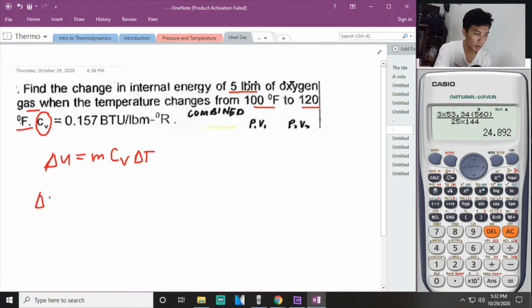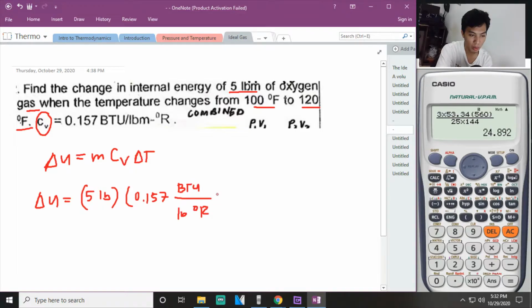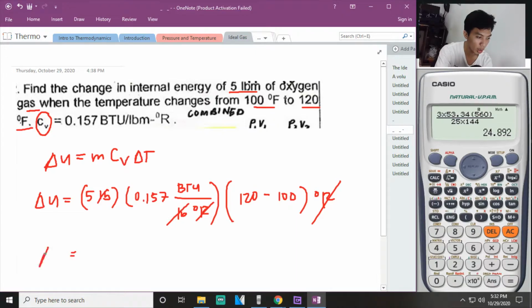So, delta U will be equal to ano yung M? 5 pound mass, multiplied to CV, 0.157 BTU per pound degree Rankine. Pag-change ng temperature, Rankine na kagad yan. 120 minus 100 degree Rankine. Cancel natin yung pound. So that is energy nga. Internal energy ang lalabas. Okay?